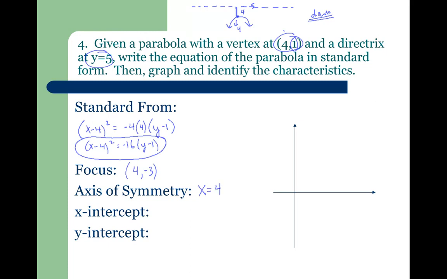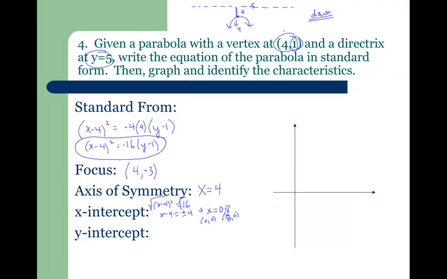The x-intercept is where y equals 0, so let's go ahead and do that. (x - 4)² = 16, right? -16 times -1. Perfect. When we do the square root, we get x - 4 = ±4. So your x-intercepts will be, if you have -4 plus 4, that's 0. If you have +4 plus 4, that's 8. So you're going to have (0, 0) and (8, 0).